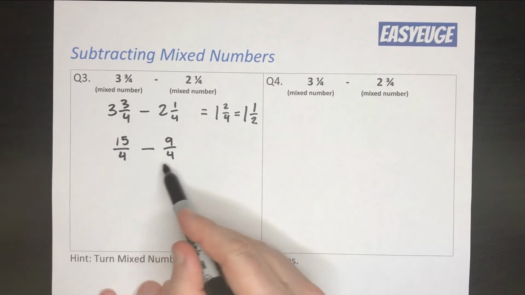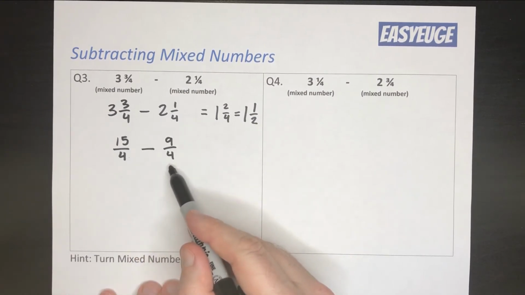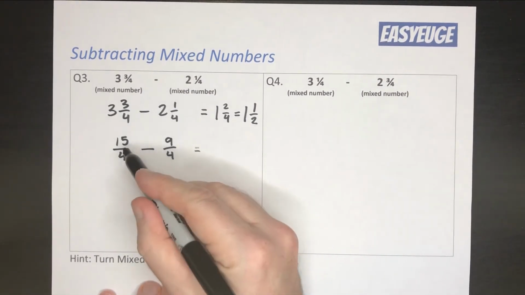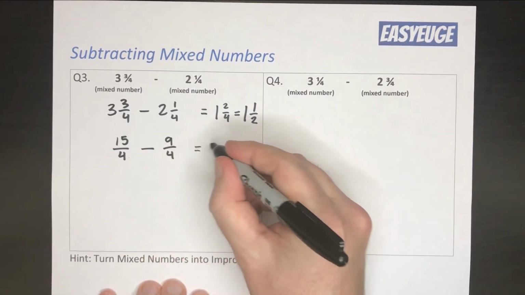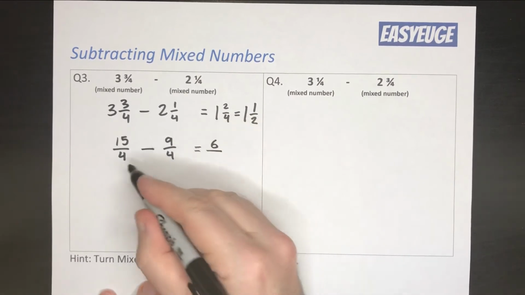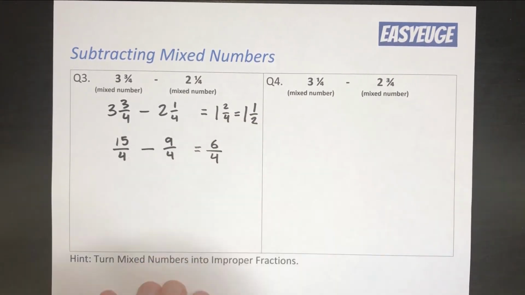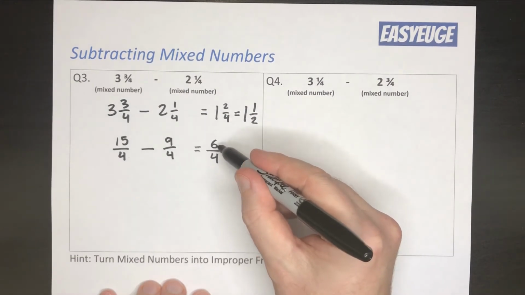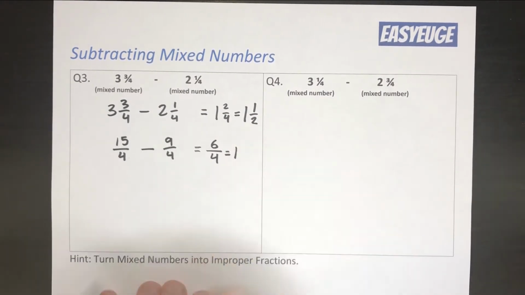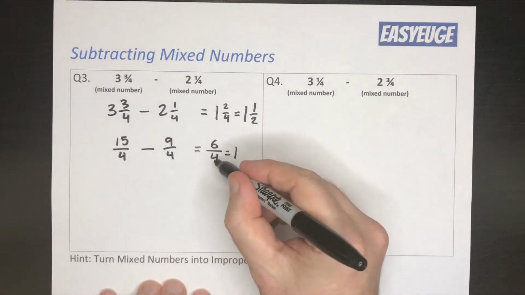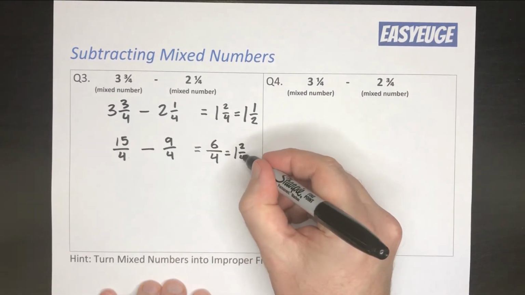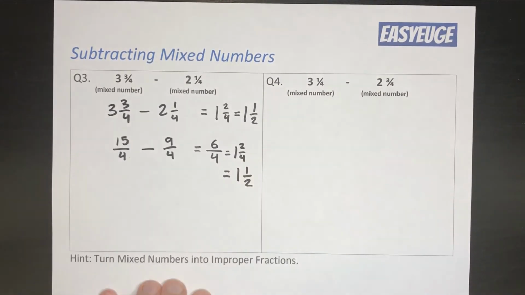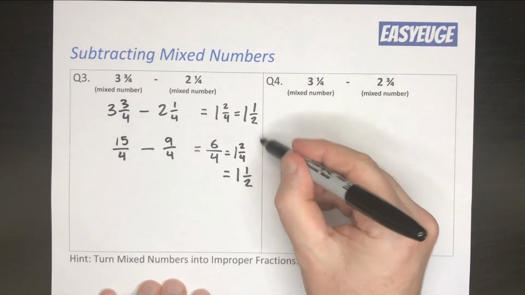And because the numbers on the bottom, the denominators, are the same, we can simply subtract. 15 take away 9 is 6. And the 4 goes straight over, so it's 6 over 4. How many times will 4 go into 6? It will go in 1 time with 2 left over, that's 2/4. And that is also the same as 1 1/2. So the answers are the same.